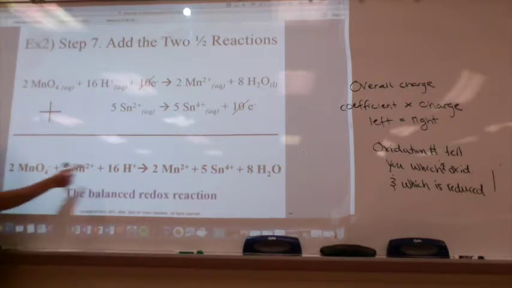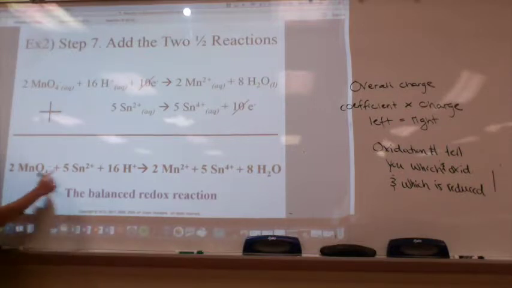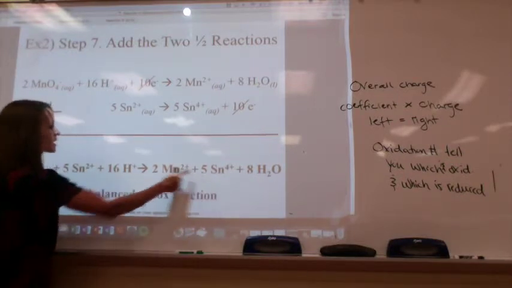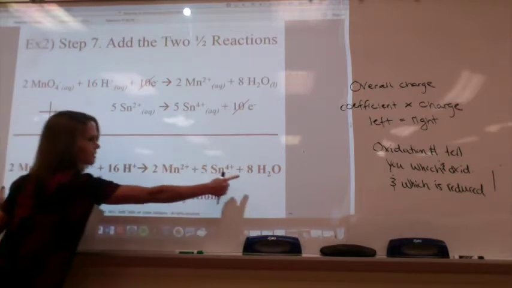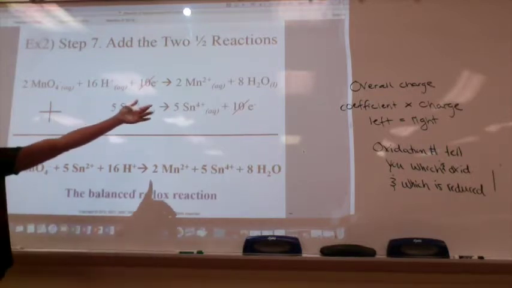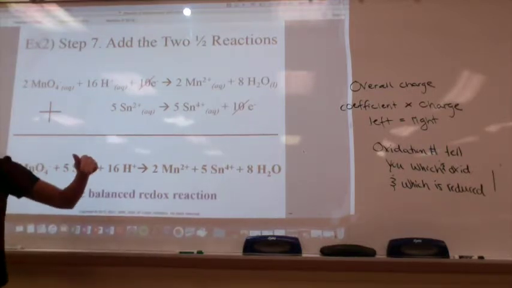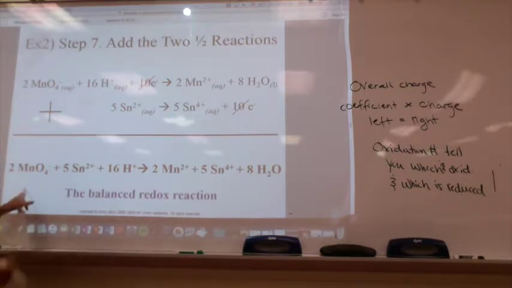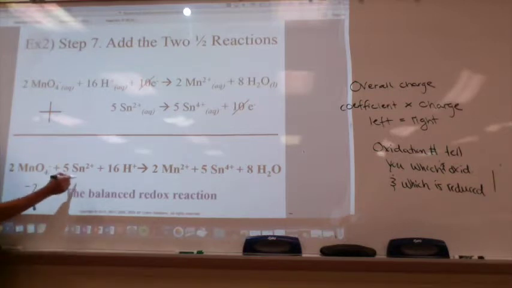2 manganese, how many? 2. Oxygen? 8. 5 tin, 5 tin, 16 H+. Okay, charge is not as simple. A lot of times people forget. So how do you find overall charge? Coefficient times charge, right? It's not oxidation number. It's coefficient times charge. So 2 times -1, what's this one?